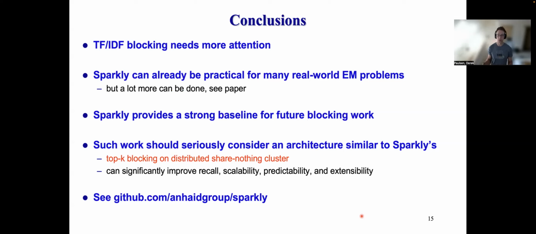Sparkly, we think, also provides a very strong baseline for future work to compare against, and such future work should seriously consider using Sparkly's architecture or something similar to it. In particular, TopK blocking on a distributed shared-nothing cluster. We give this suggestion because we found that it can significantly improve recall, scalability, and predictability of the system.